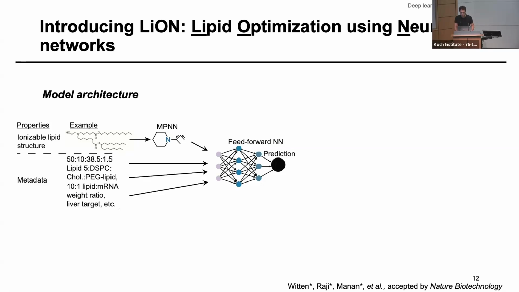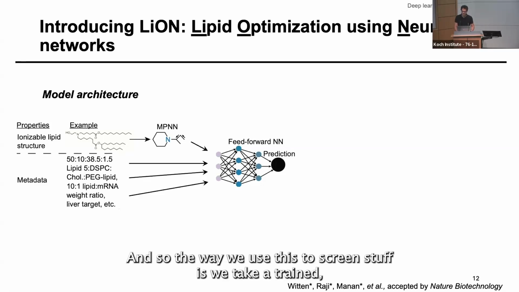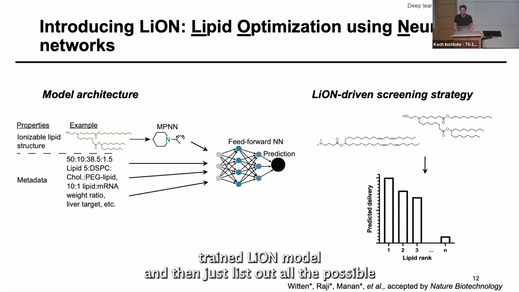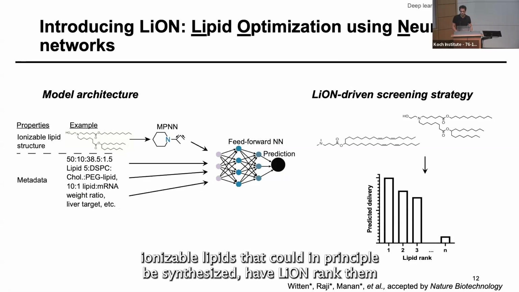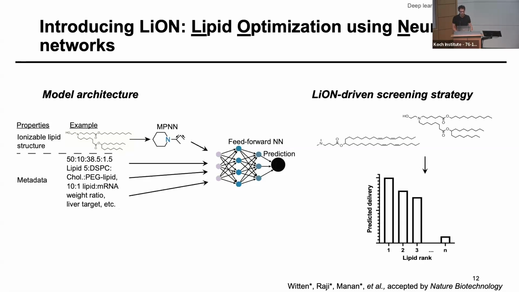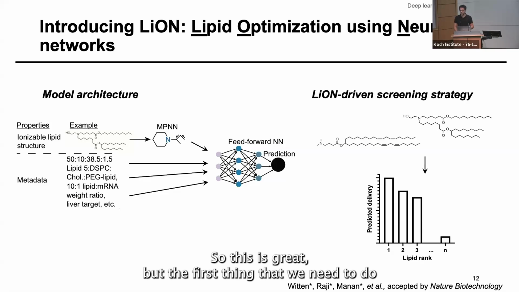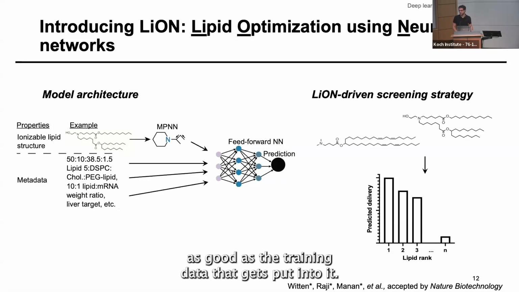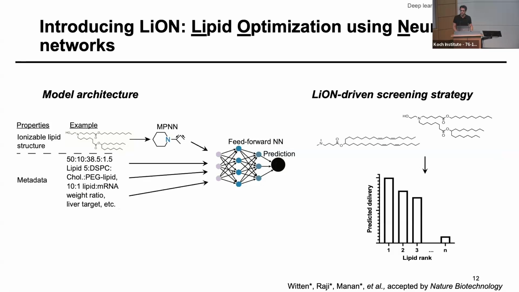And so the way we use this to screen is we take a trained LION model and then just list out all the possible ionizable lipids that could in principle be synthesized, have LION rank them, and then synthesize and test the lipids that LION likes the most. So this is great, but the first thing that we need to do is actually train a model, because any machine learning model is only going to be as good as the training data that gets put into it.